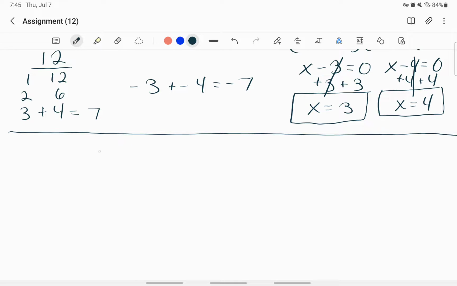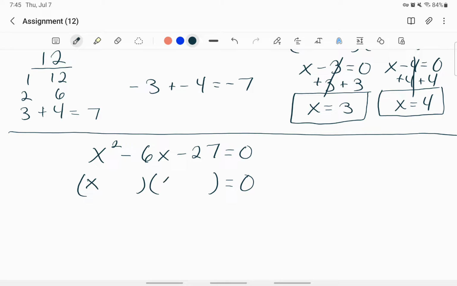Let's suppose we have x squared minus 6x minus 27, and it's equal to 0. Let's factor. X squared can be factored into x times x. And we have to find two numbers that multiply to negative 27, and they must add to get negative 6.